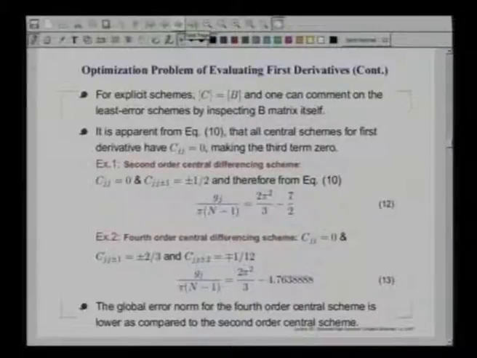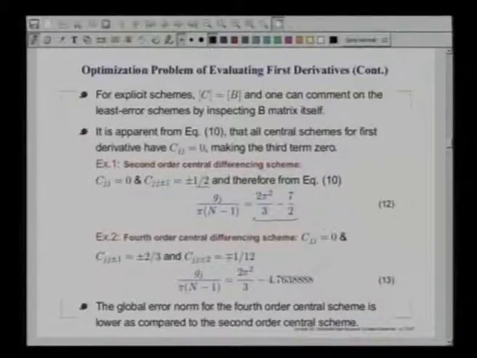Here are some examples of well known schemes. For example, the CD2 scheme that we have talked about, that has a contribution coming from j plus 1 and j minus 1. So, basically the coefficients are plus minus half, and we can substitute in that expression for G j, and we get this expression. Okay. So, you can see the first part is due to the I k exact term, and this minus 7 by 2 comes from the choice of your method.